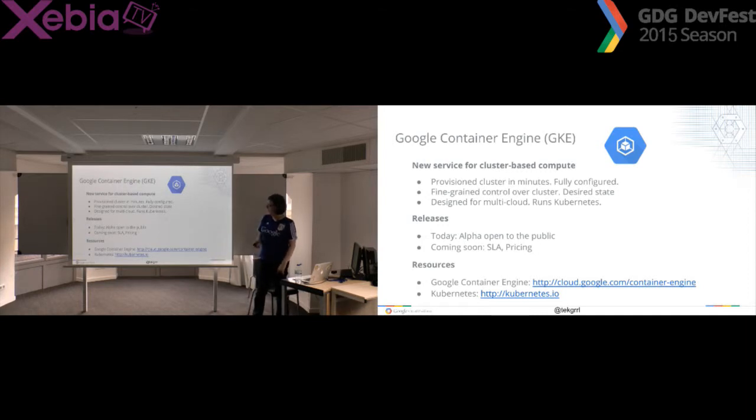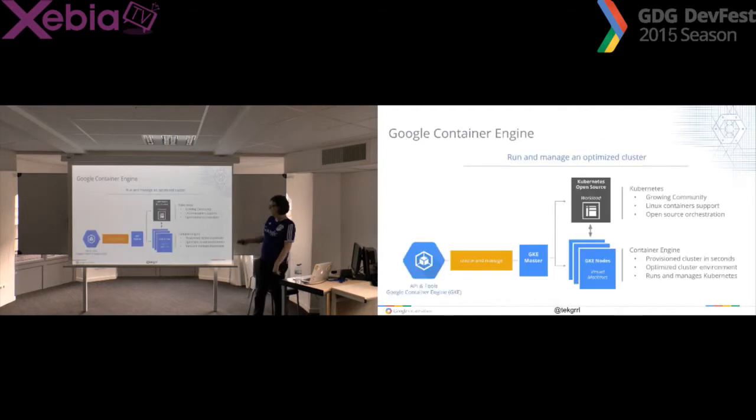These things, have we covered them all? So desired state, Kubernetes, alpha, SLA, and pricing will come when it becomes GA. But anyway, we've seen what Container Engine is by looking at Kubernetes. And there's an architectural diagram of it, which isn't a particularly great representation of it. We're talking about Kubernetes again.